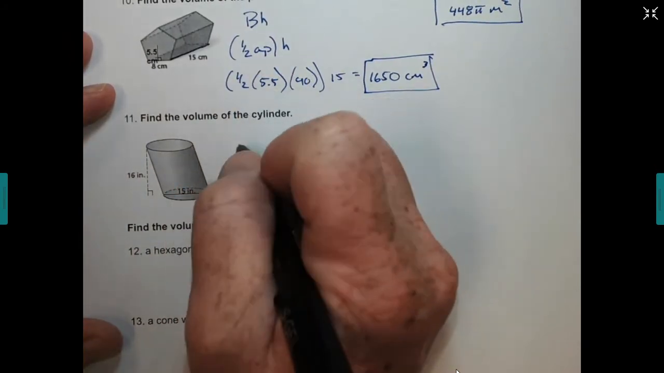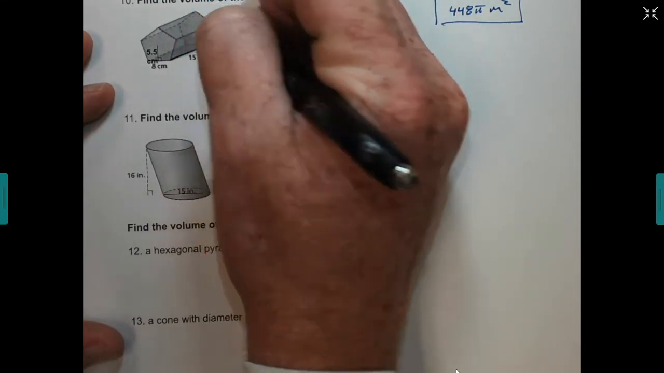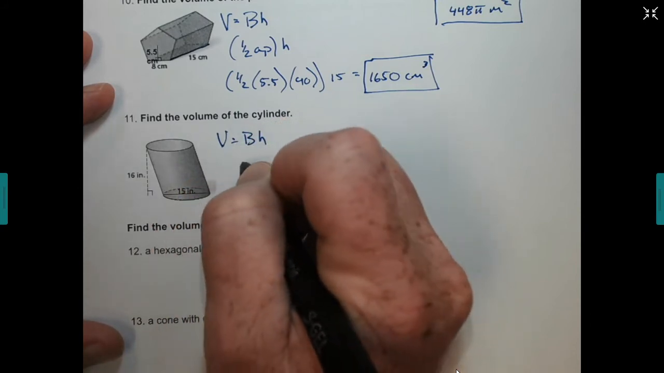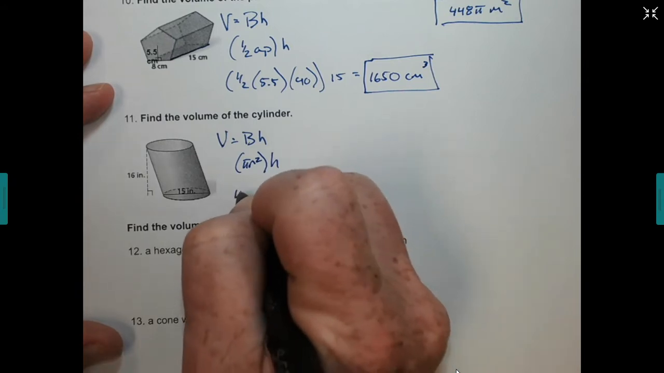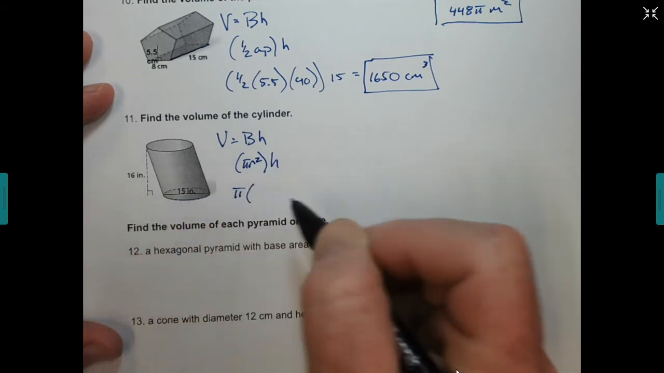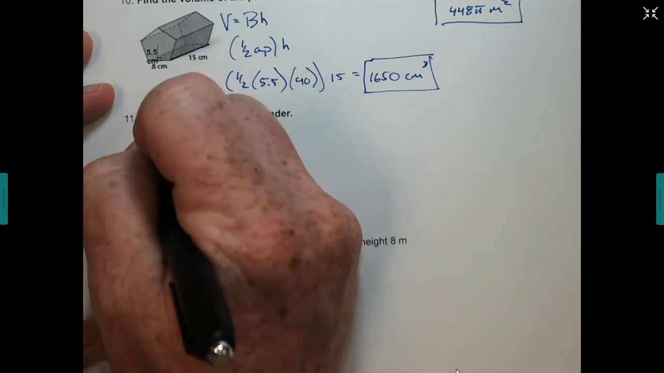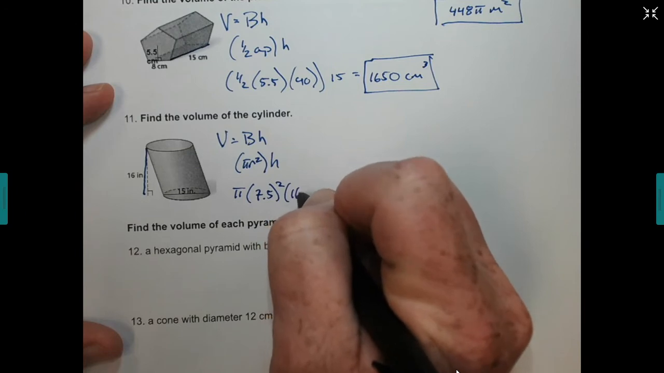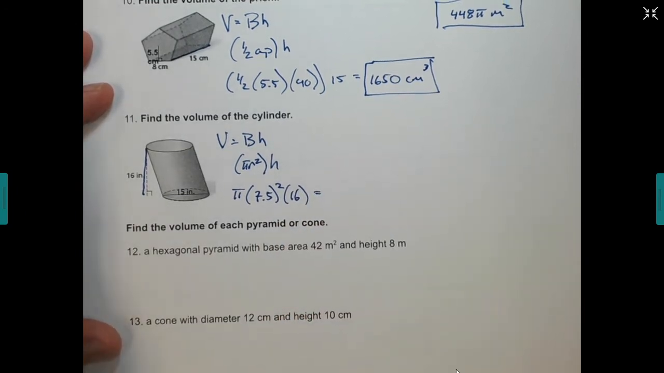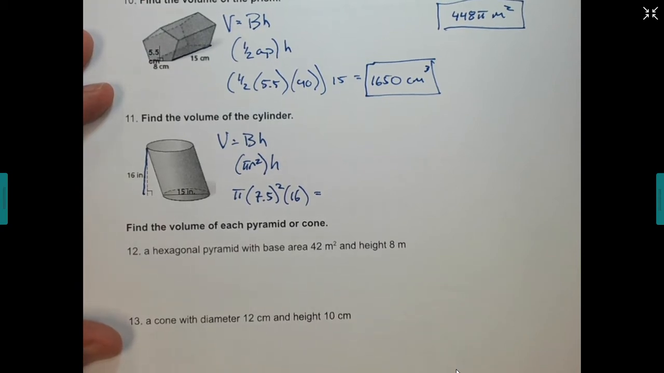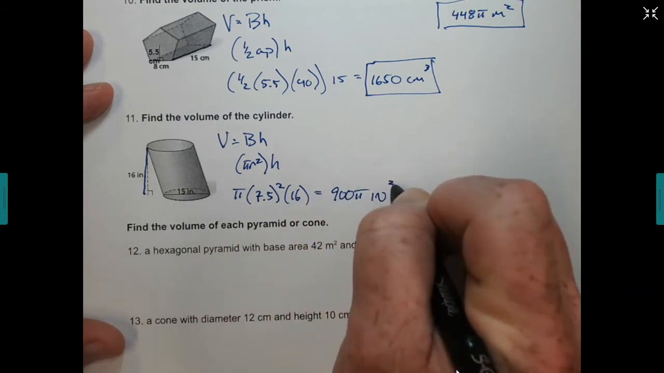Volume of the cylinder. Game has not changed. Area of the base times the height. All right, these are volume ideas. Well, the area of the base here is going to be pi r squared times height. So the radius is not 15. It's going to be half of that, 7.5. And the perpendicular height is what I was looking for, is 16. So 7.5 squared times 16 means I got 900 pi inches cubed.